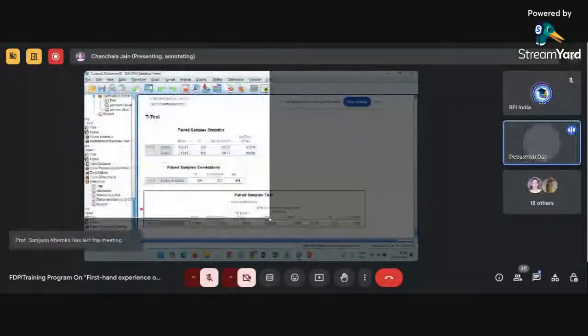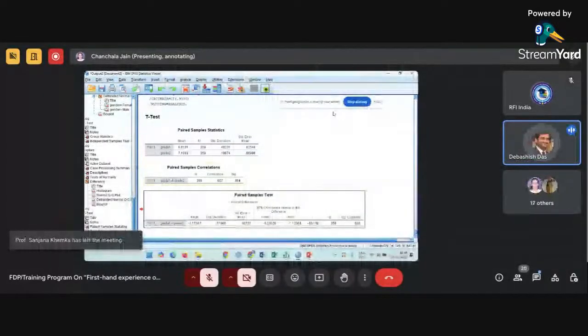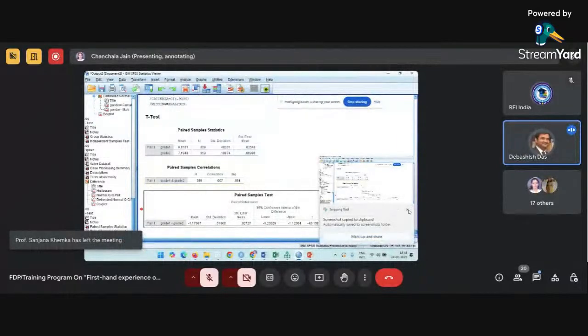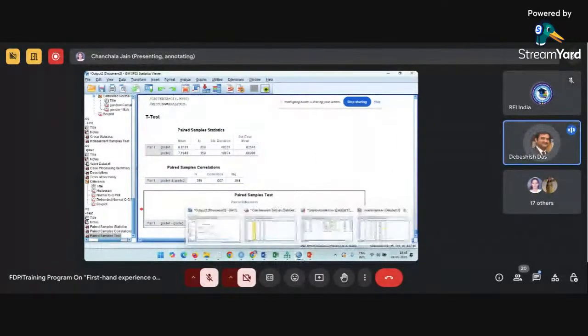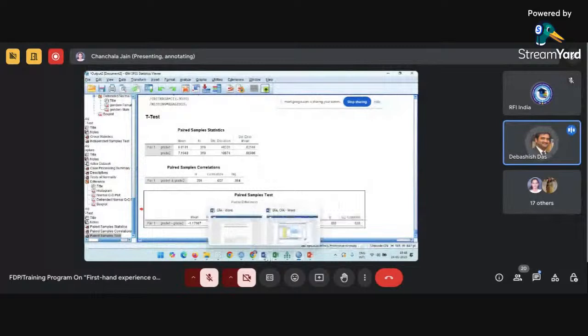I just had one question, ma'am. On the left-hand side in SPSS, there is a drop-down called Notes. Is it something which gives us some kind of cue of what we can write as a summary, like what we are interpreting? Is there a template which we can use and then add on further to that?